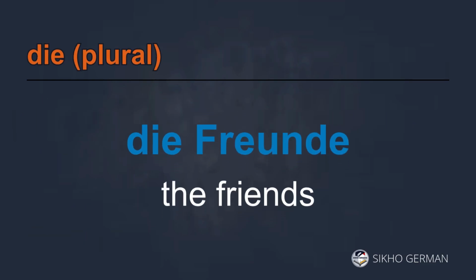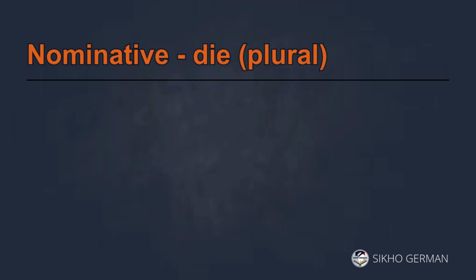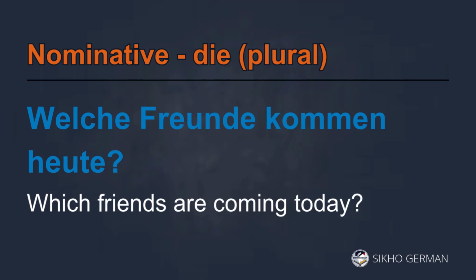Finally, let's look at plural nouns using die Freunde. In the nominative case, Welche Freunde kommen heute? Which friends are coming today? Because die Freunde is the subject, the plural die gives us the ending e, making it Welche.